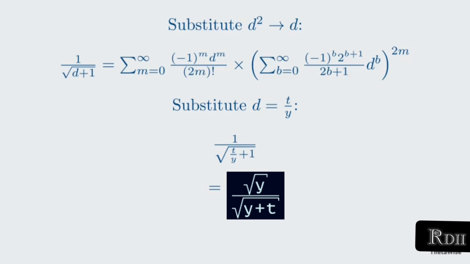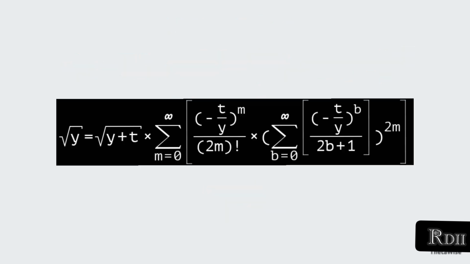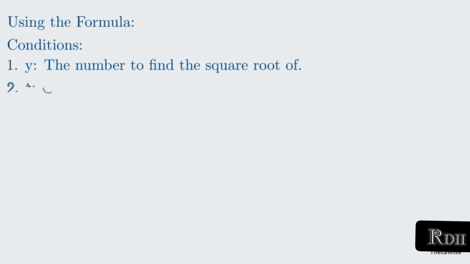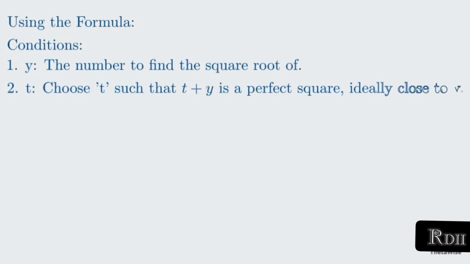So when can we use this formula? It allows us to calculate the square root of y by multiplying it by the series we just derived. Here are the conditions. First, y is the number whose square root we want. Second, we choose a number t such that t plus y is a perfect square, and this perfect square should be close to y. Third, the absolute value of t divided by y must be less than or equal to 1. This ensures that d is less than or equal to 1 and the series converges.